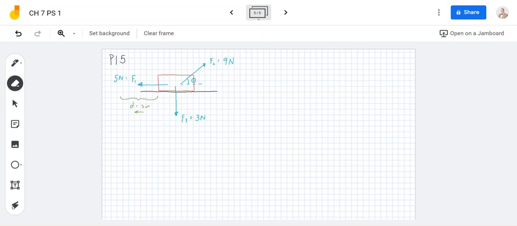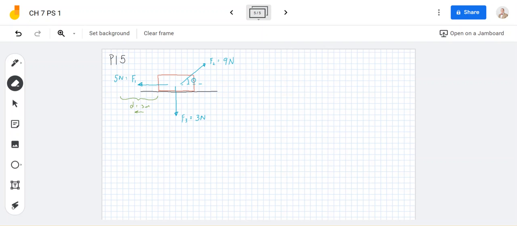All right, let's go on to number 15. 15 gives this figure here. So it says 3 forces applied to a trunk that moves leftward 3 meters over a frictionless floor. The forces are 5 newtons, 9 newtons, and 3 newtons. My arrows are not drawn to scale. And the angle between F3 and the horizontal is 60 degrees. During this displacement, what is the net work done by the 3 forces, and does the kinetic energy of the trunk increase or decrease? Now, there are 2 ways to do this.